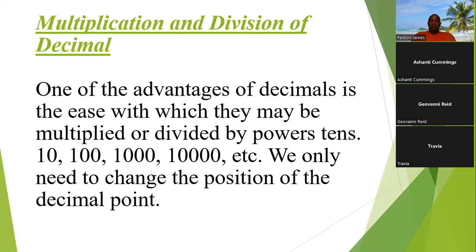Now, let us look at one of the advantages of decimals. We say one of the advantages of decimals is the ease with which they may be multiplied or divided by powers of 10. Now, when we say powers of 10, we mean like 10 times 10 would give you 10 to the power 2. That means 10 times 10 gives you 100. And times 10 again, you will get 1,000.